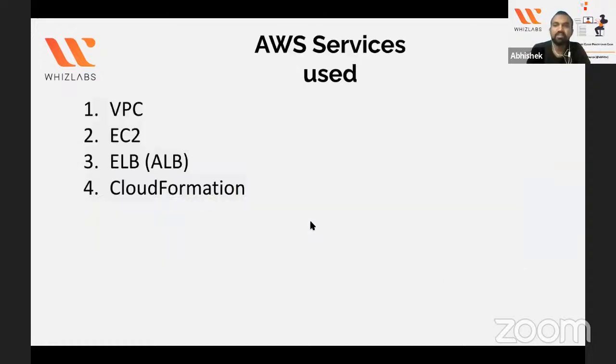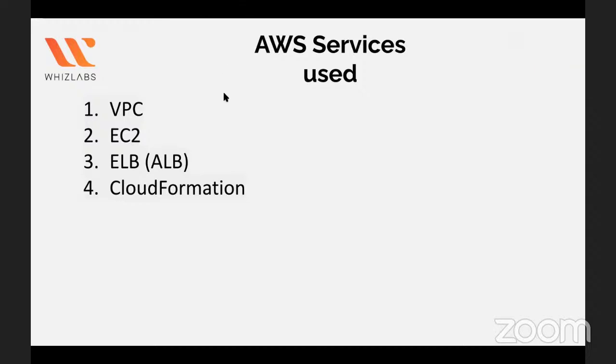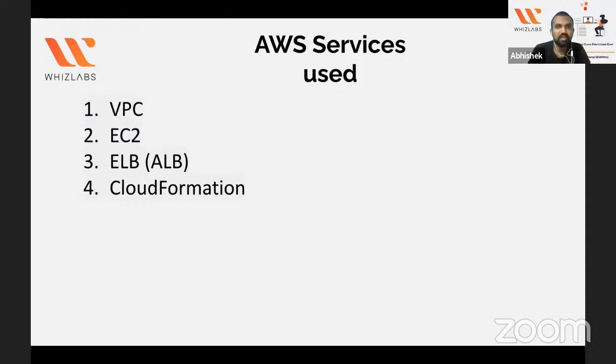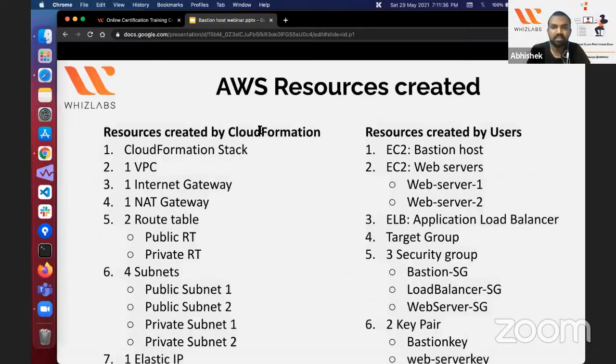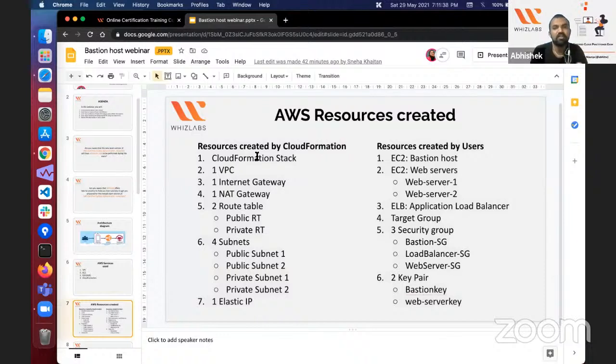So in this demo, we will be using the following services. The very first is VPC, next one is EC2, then we'll go with Elastic Load Balancer, and more particularly Application Load Balancer, and we will use CloudFormation to create some of the stuff. So without any further ado, let's jump into the session. These are the resources that we'll be creating, but I'll not focus here. I'll just show you how to create these resources.